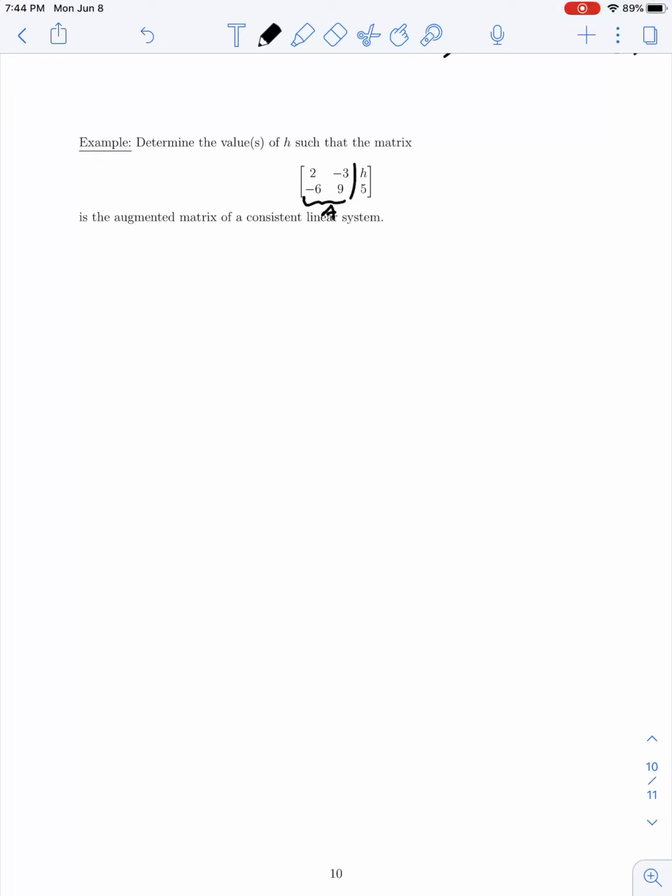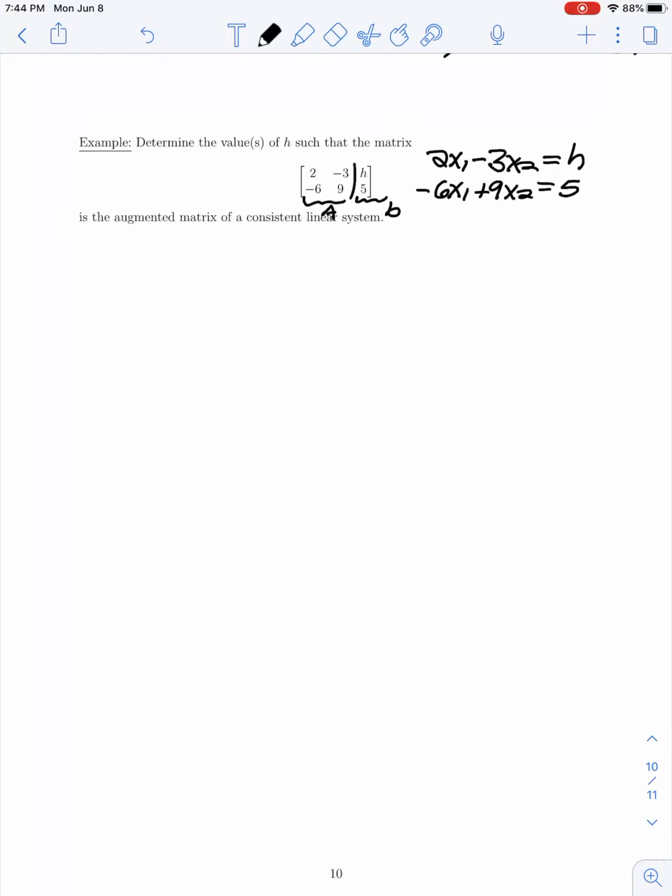So really, this first matrix is our coefficient matrix A, and then we have a column vector B on that right-hand side of the vertical line, which is expressing the right-hand side of our equation. So really, we could think about this as representing a linear system of the form 2x1 minus 3x2 is equal to some constant h, and negative 6x1 plus 9x2 is equal to 5.